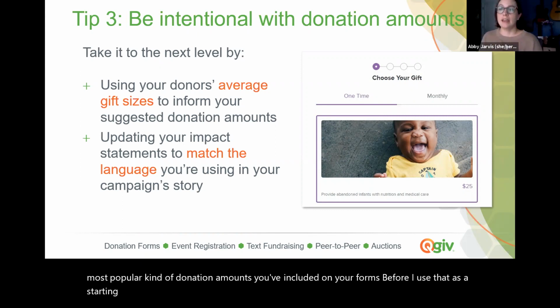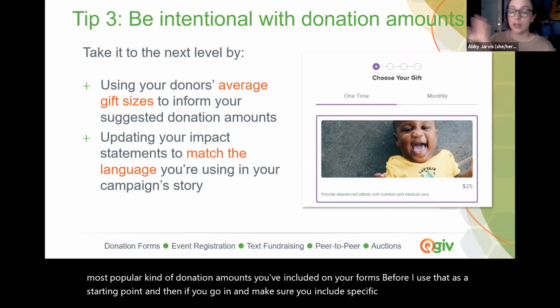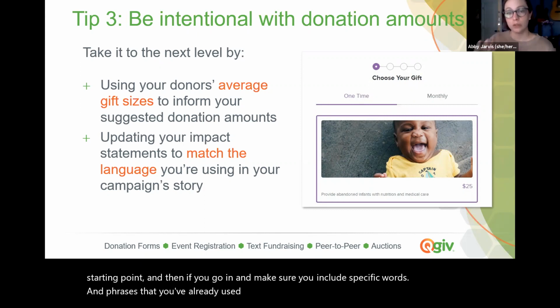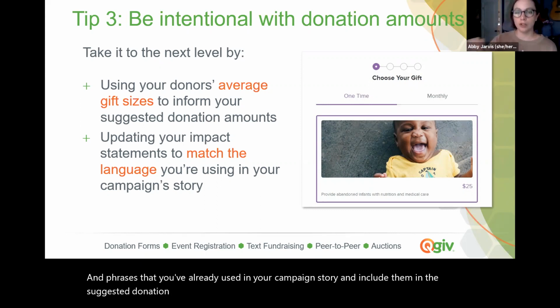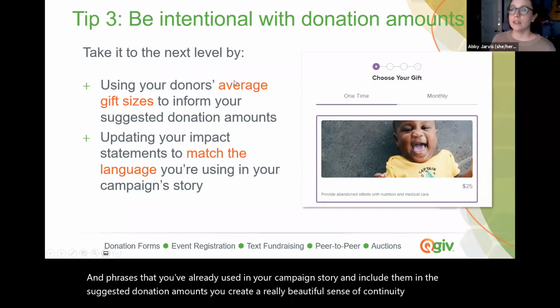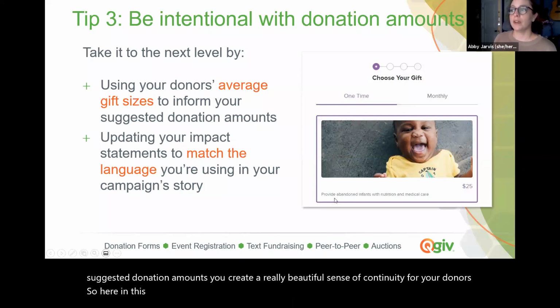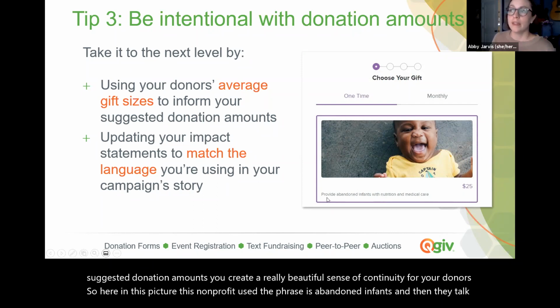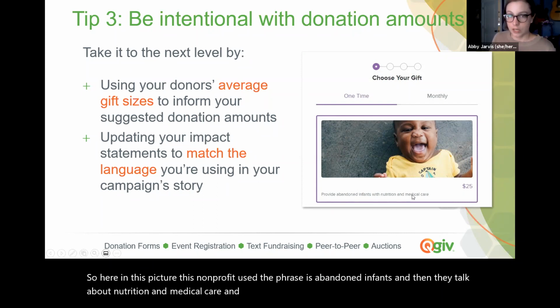Use that as a starting point. And then make sure you include specific words and phrases that you've already used in your campaign story in the suggested donation amounts. You create a really beautiful sense of continuity for your donors. So here in this picture, this nonprofit used the phrases abandoned infants, and then they talk about nutrition and medical care, and they mimicked that language here.